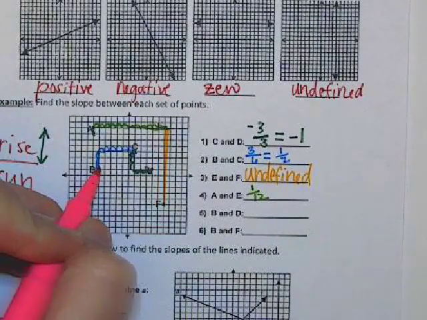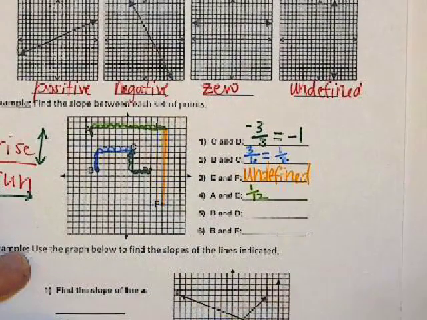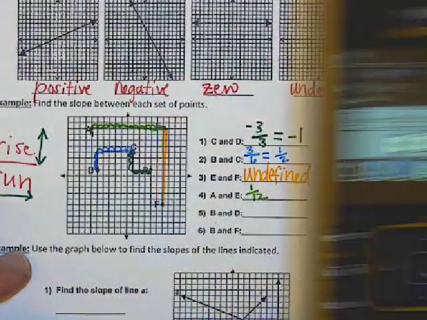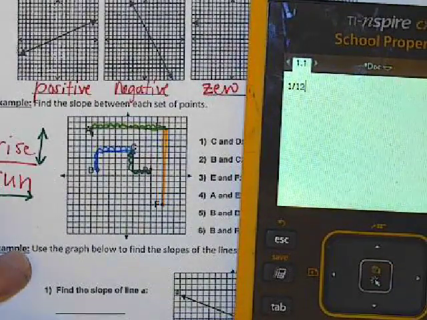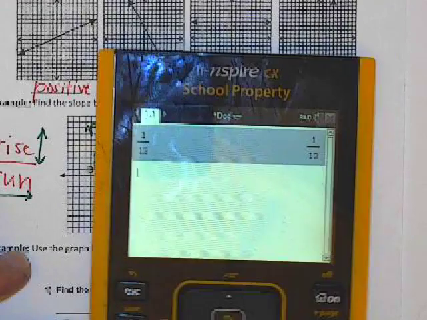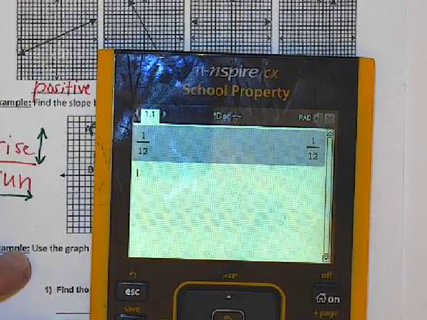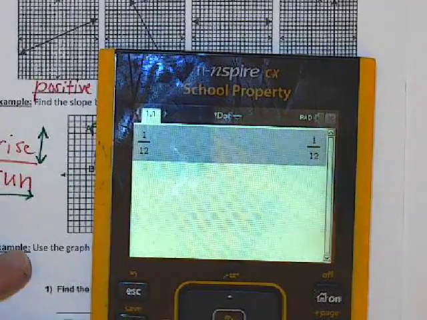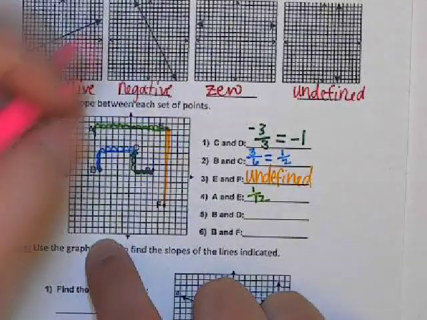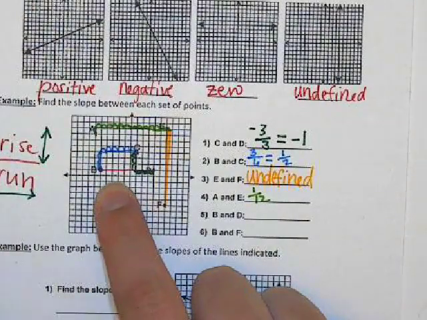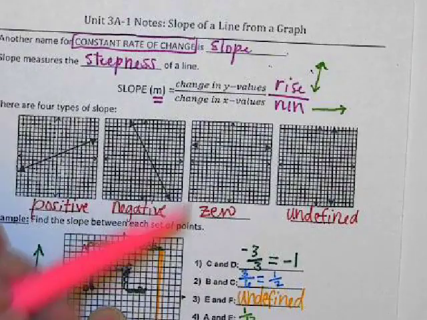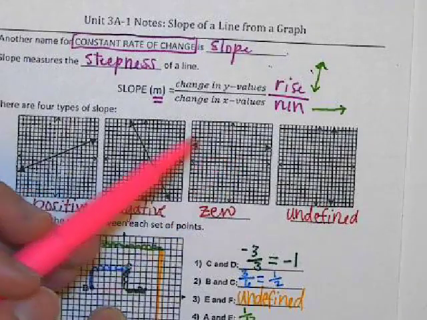Wait, you're not going to simplify? I can't. If I put 1 over 12 in my calculator, I get 1 over 12 is simplified down to 1 over 12. Okay? Okay, B to D, straight across. What is my slope for a straight line? Straight across is 0.